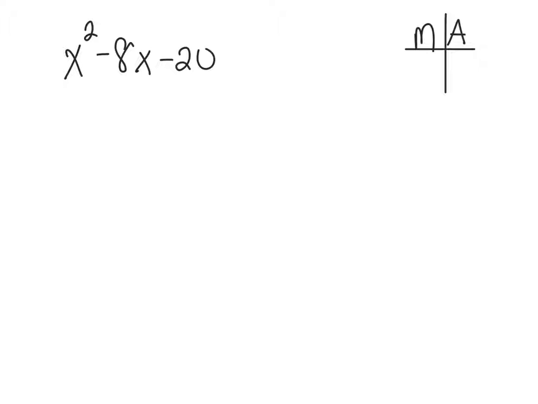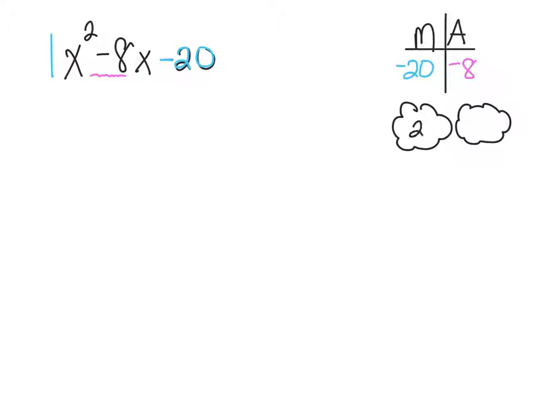So we're looking for two numbers that multiply to give us the product of 1 and negative 20. So when I do that product, I get negative 20. And I'm looking for the two numbers to add to negative 8. So we've got to do a little bit of work to figure those out. But after doing some work, we're going to find that we get 2 and negative 10.